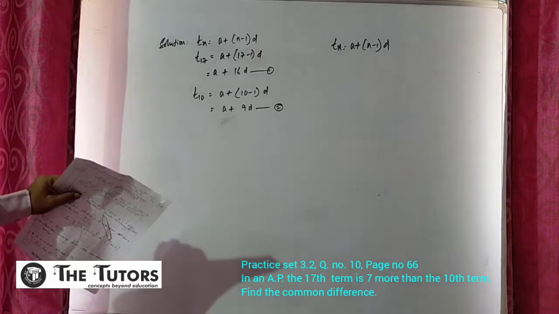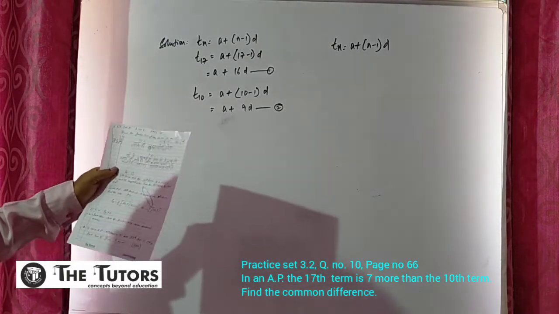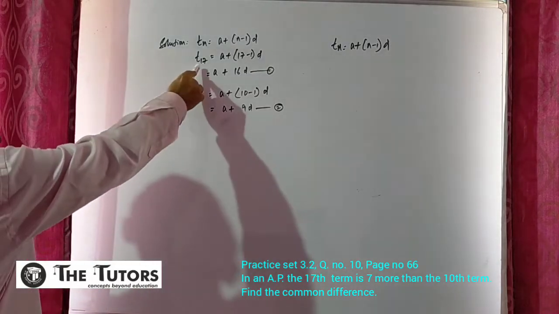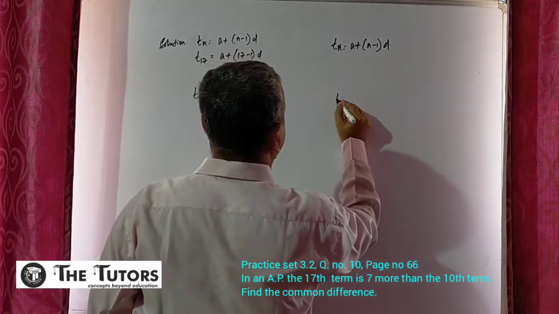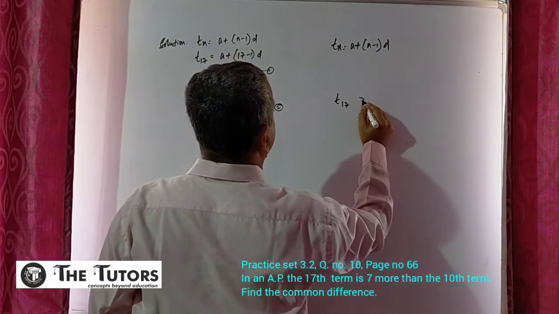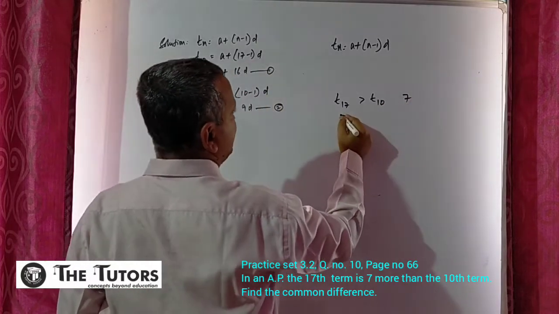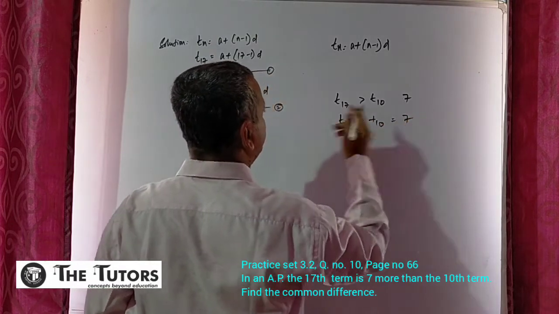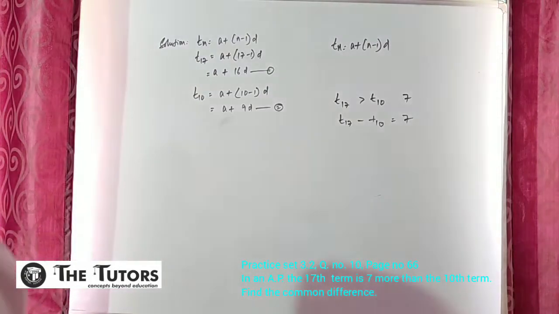Now what is given to you? It is given that the 17th term, T17, is 7 more than T10. That means T17 minus T10 is equal to 7. This is what is given to you.